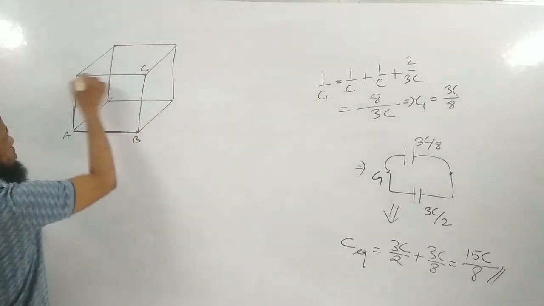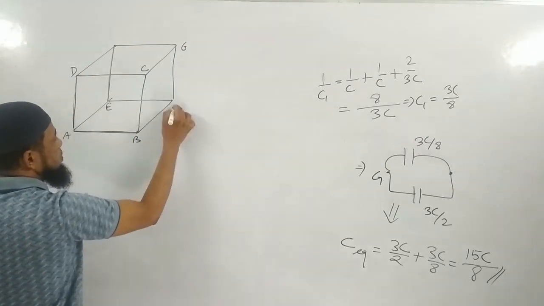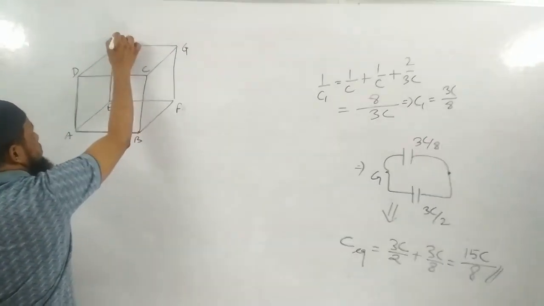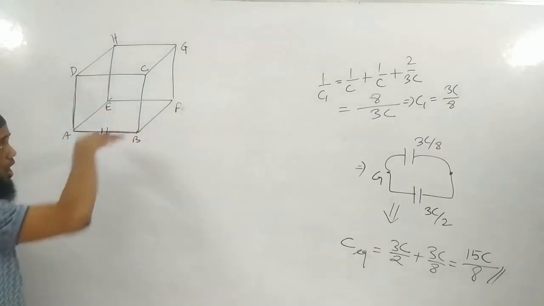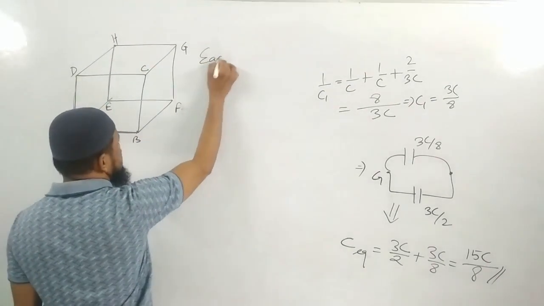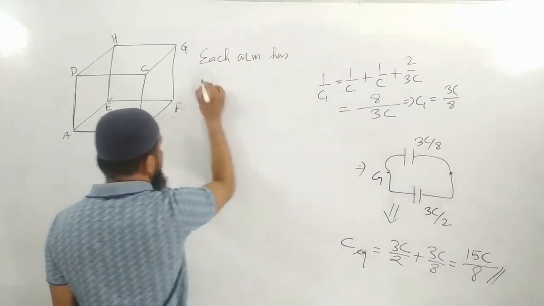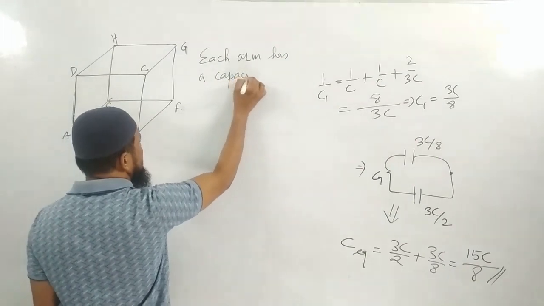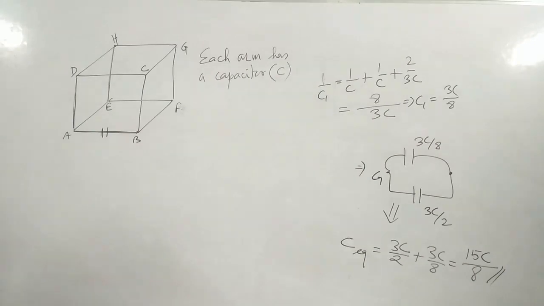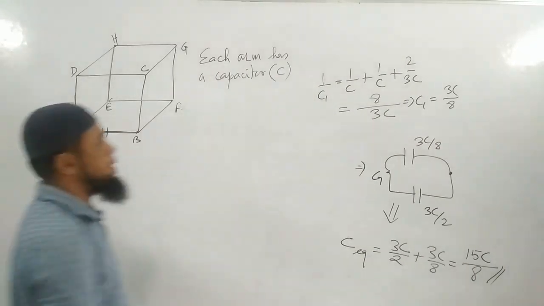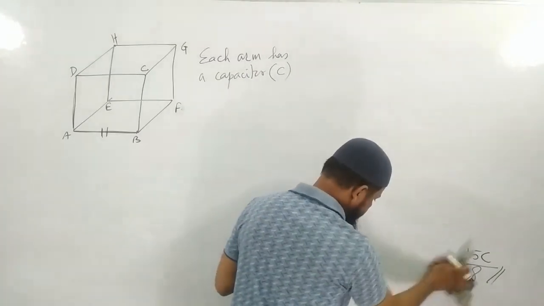A, B, C, D, E, F, G, H. Each arm contains one capacitance. Each arm contains a capacitance of C. Each arm has a capacitor, C. We have to find equivalent capacitance between which 2 points? Across one side.